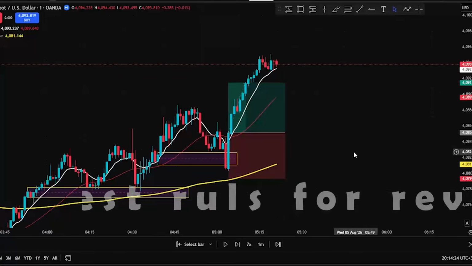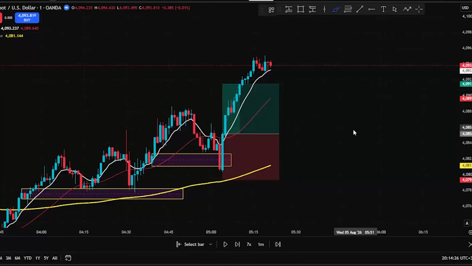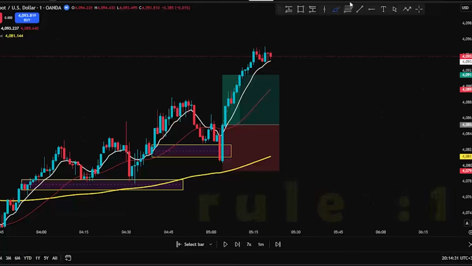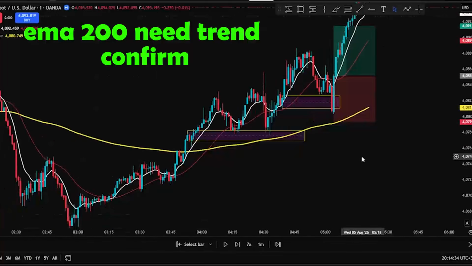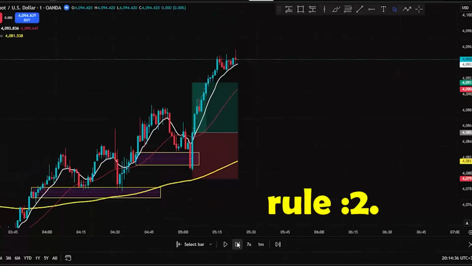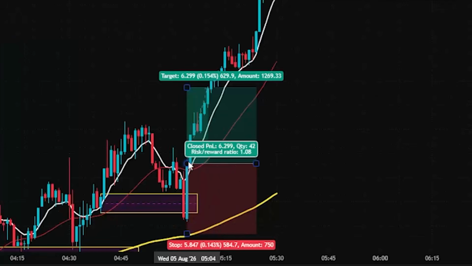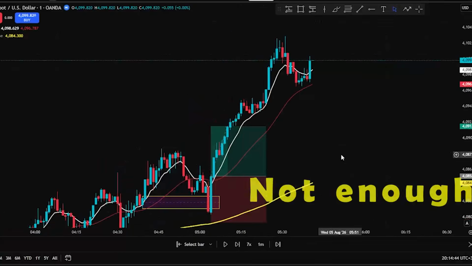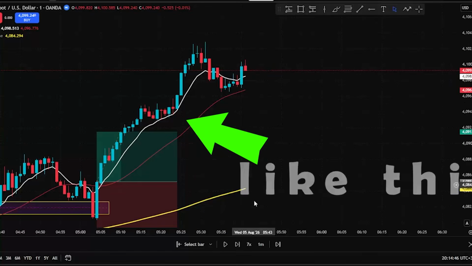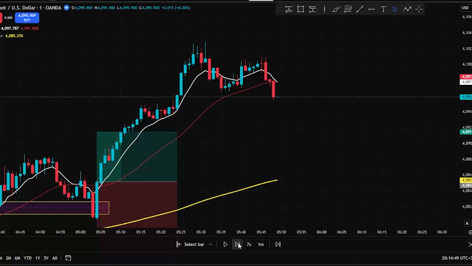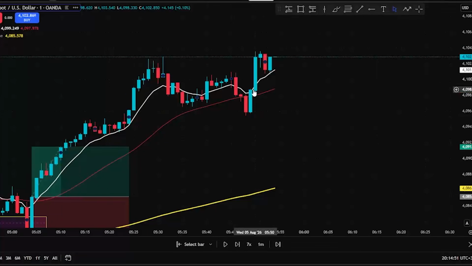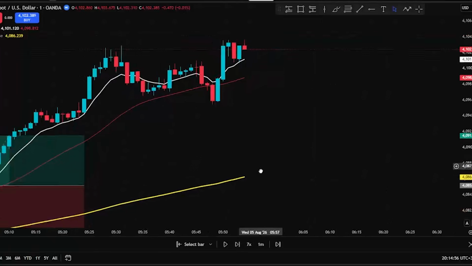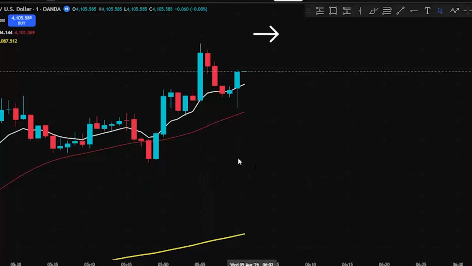Here are the important rules, and I'll go through them quickly, because if the rules are not clear, any backtest can give a wrong result. Rule 1, EMA 200 is used only to identify the main direction of the market. Rule 2, to enter, we wait for the confirmation of EMA 9 and EMA 21. But only the cross is not enough. The price must move in the same direction as the main trend and have a sign of continuation of the movement. We place the stop loss behind the last important price range, and to make the test real, we specify the target before each trade.